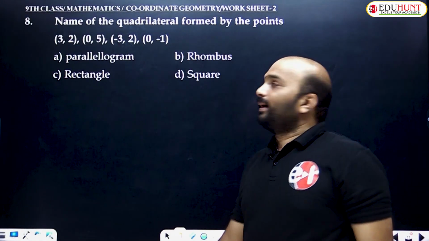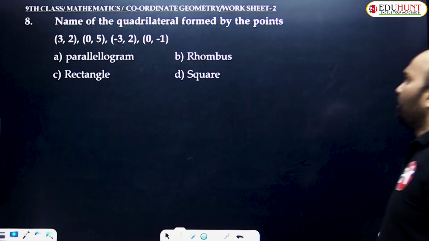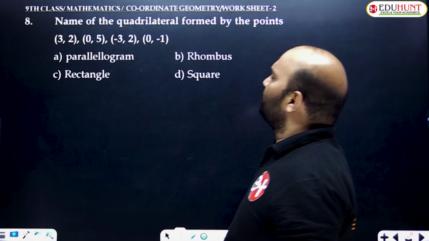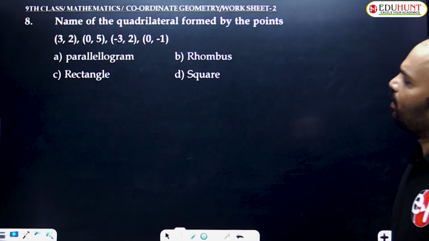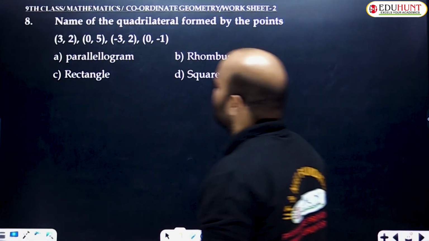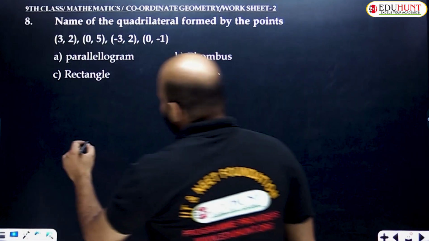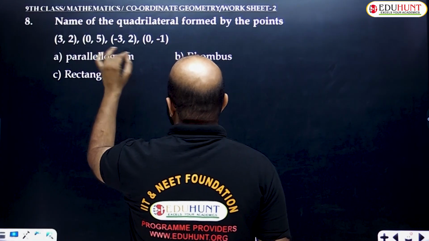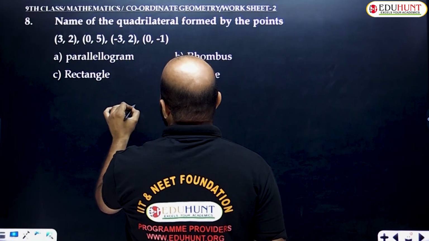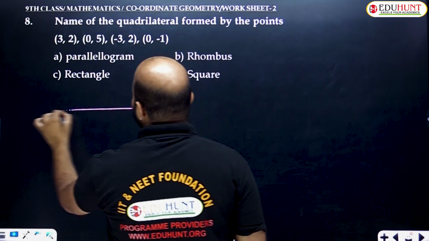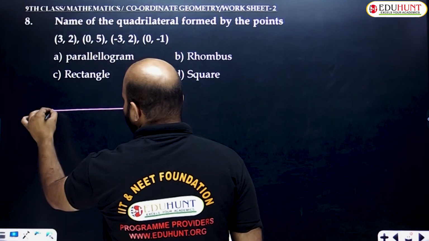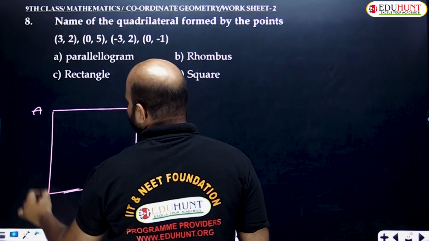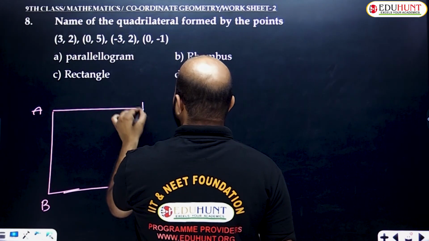Have a look at question number 8. Name of the quadrilateral formed by the points (3, 2), (0, 5), (-3, 2), (0, -1). Option A parallelogram, option B rhombus, option C rectangle, option D square. So what I am given here is a 4-sided closed figure, nothing but a quadrilateral. Here quadrilateral is mentioned. So ABCD is a quadrilateral. Am I clear?